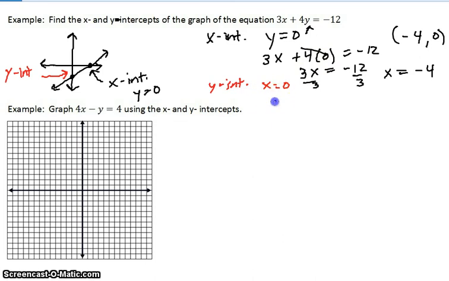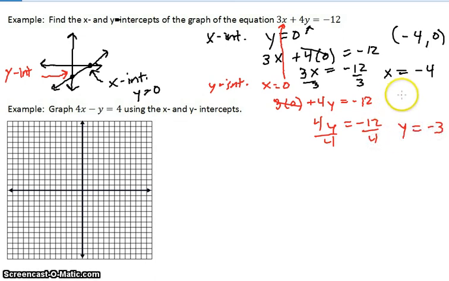So I'm going to plug 0 into this equation. So I'm going to get 3 times 0 plus 4y equals negative 12. So this cancels out, so I'm left with 4y equals negative 12. Divide by 4, and I get y is equal to negative 3. So my y-intercept is 0, comma, negative 3.